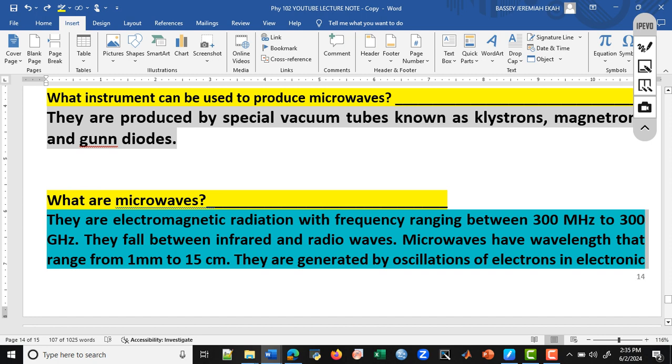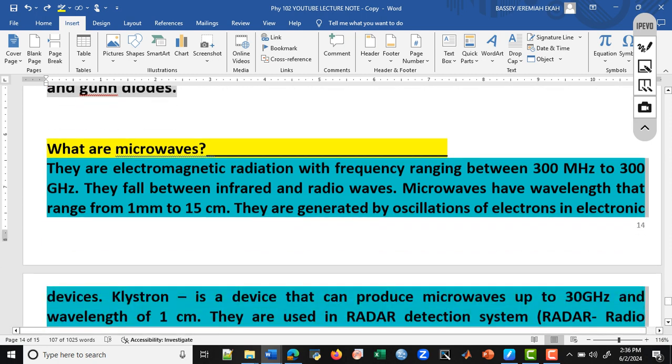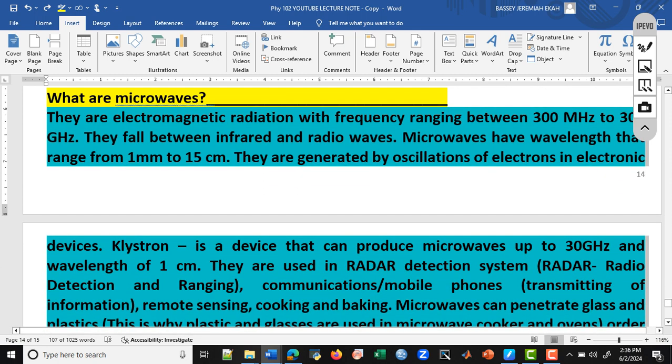So one could say, how can we produce microwaves? How are microwaves generated? They can be generated by oscillations of electrons in electronic devices. Klystron is a device that can produce microwave up to 30 GHz and wavelength of 1 cm. They are used in radar. What is radar? Radio detection and ranging.